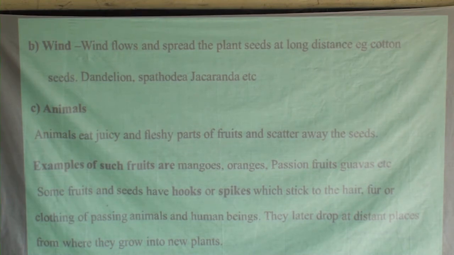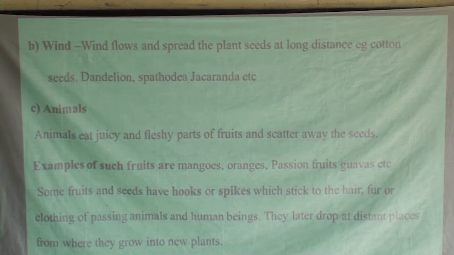Another way, animals like human beings can also eat a fruit and then remove a seed and throw it. For example, you go to the market and buy a mango. Once you buy a mango, you eat it and at the end you throw the seed. If you put the seed aside or you take it to the garden and plant it, you are dispersing it. So that's seed dispersal.